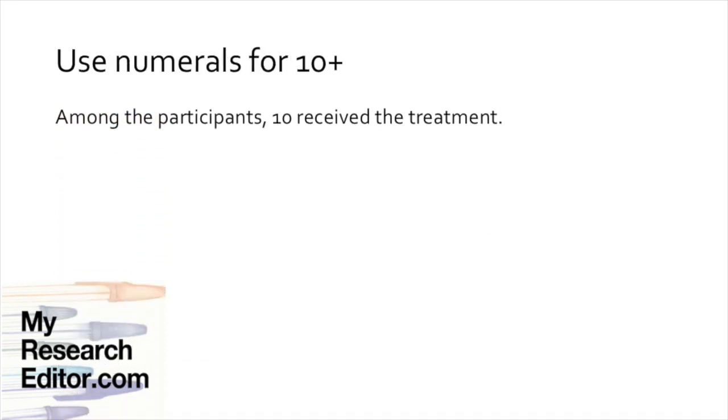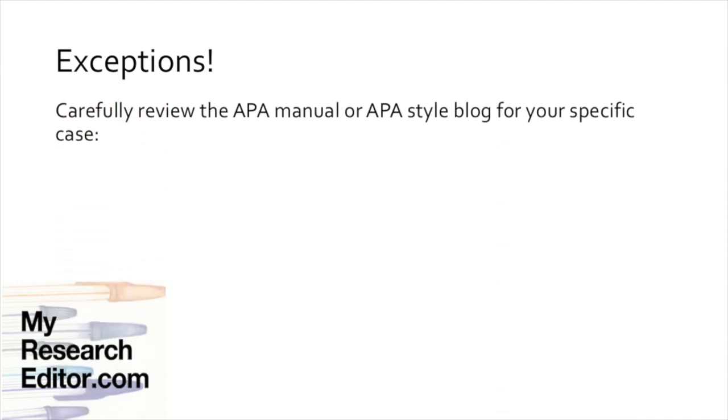The second general rule is that numbers 10 and greater are written as numerals, such as in these examples. Among the participants, 10 received the treatment. Surveys included 21 questions. Now, of course, there are always exceptions to both of those rules, and for the most important exceptions, you'll want to see your APA manual or the APA style blog.